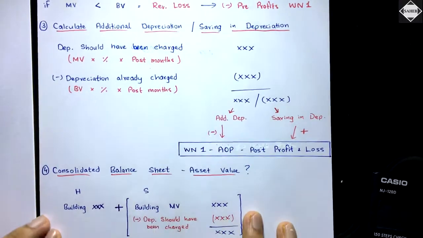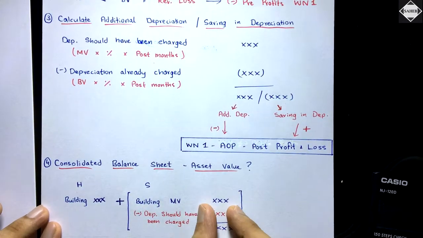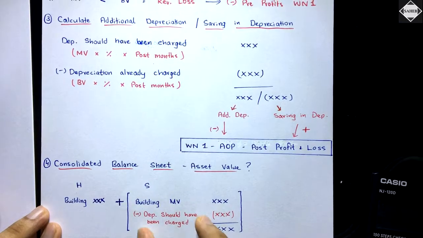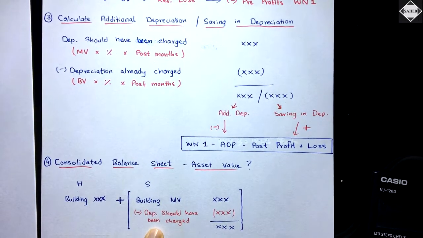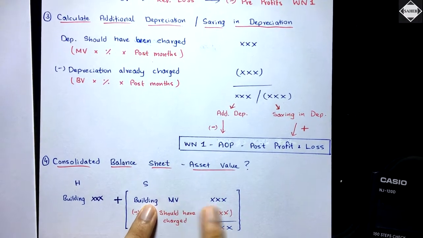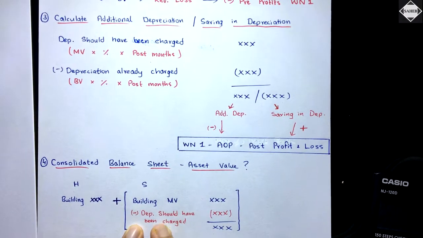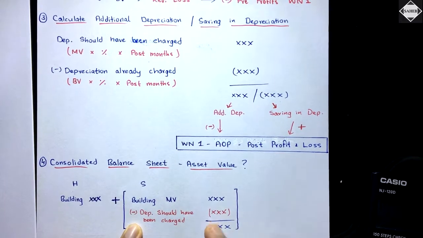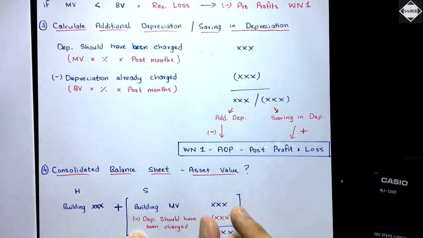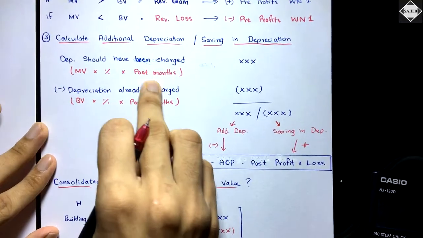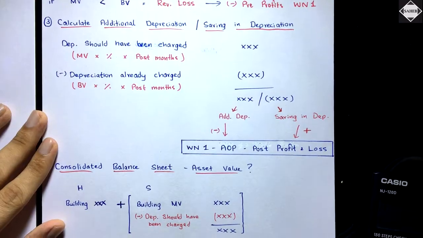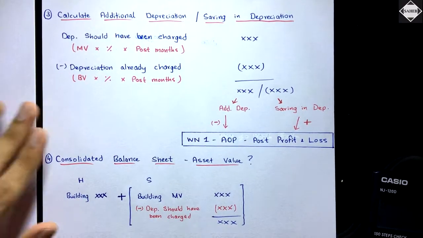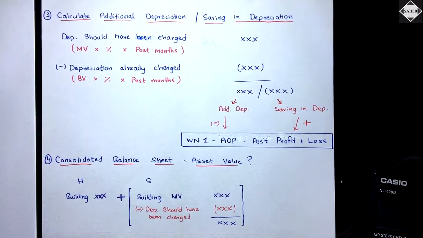And the last step is what? You just take the market value of the asset and then deduct the depreciation that should have been charged. It's very simple, you will not get confused over here: should have been charged versus already charged. The building market value you are taking, so depreciation should also be based on the market value. Then only your answer will be correct. Building market value 1 lakh and market value depreciation, that is, depreciation that should have been charged. That's the trick to remember. This is what you will do, and you will get the value of the subsidiary's asset in the consolidated balance sheet. So this was the whole adjustment.